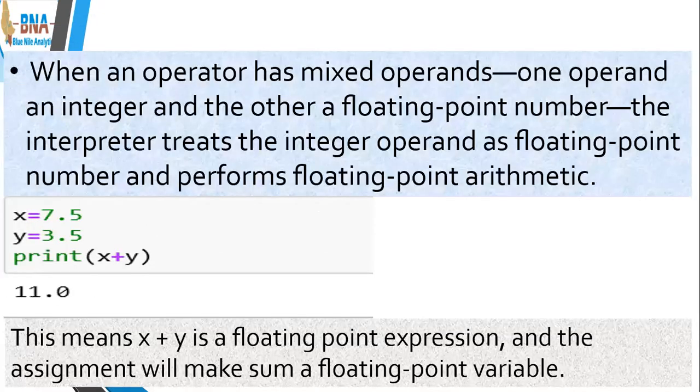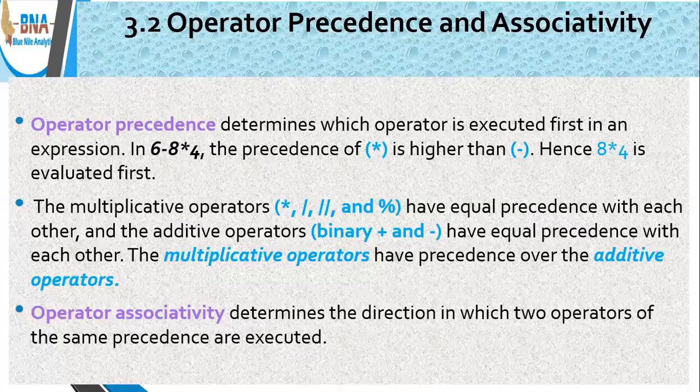When an operator has mixed operands, one operand an integer and the other a floating point number, the operator treats the integer operand as a floating point number and performs floating point arithmetic. This is just what we have been doing, the floating point operation 7.5 plus 3.5. As you can see, it will give you a floating point. This means that x plus y is a floating point expression and the assignment will make sum a floating point variable.